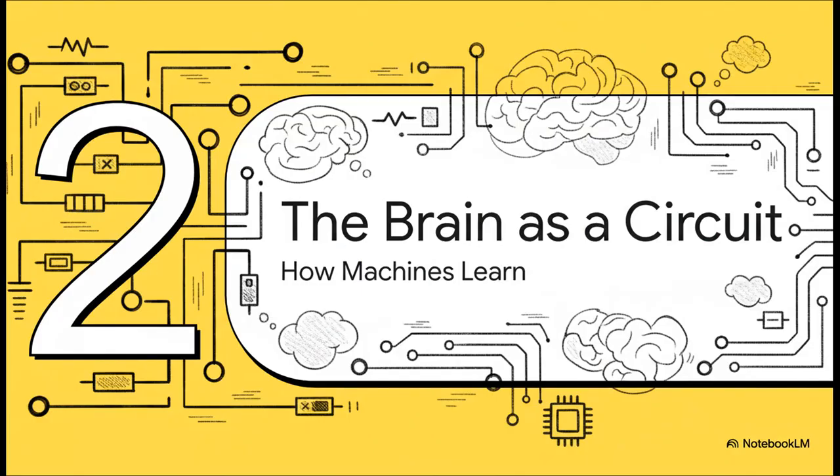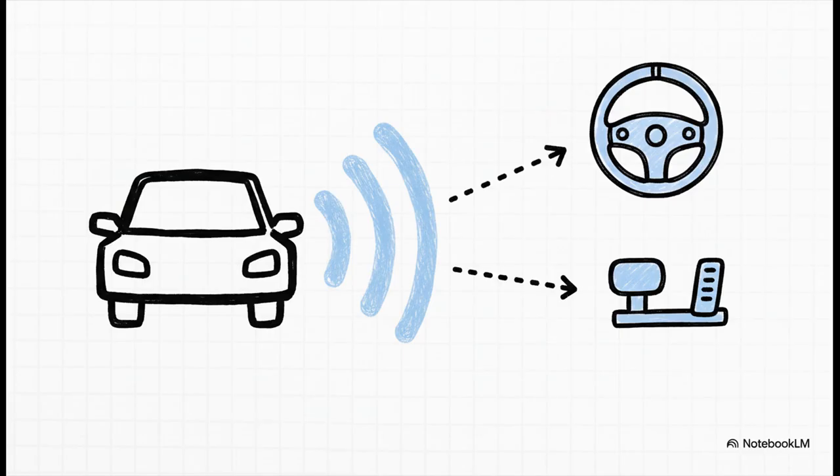Okay, but finding patterns, what does that even mean inside a computer? How does a machine learn? To get our heads around this, let's use a really cool metaphor. Think of it like a simple electrical circuit. Let's pretend for a minute we're building a really simple self-driving car. All we want to do is connect the car's eyes, its sensors that see what's around it, to its hands and feet. You know, the steering wheel, the gas, the brakes.